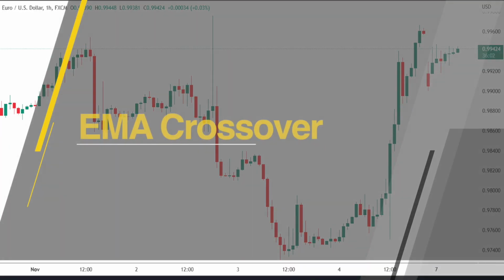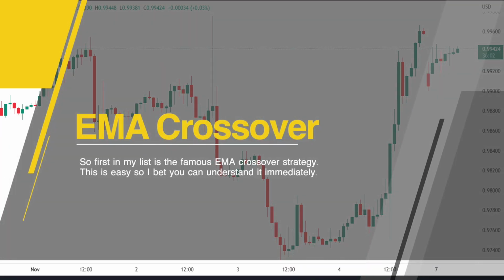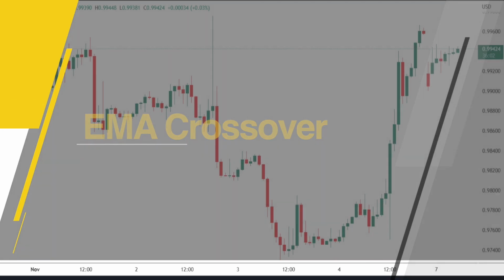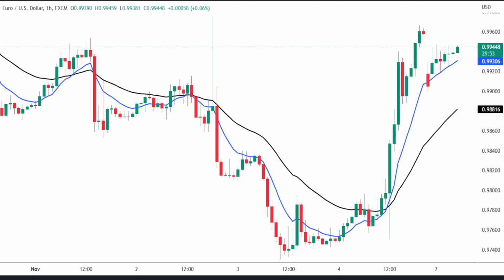So first in my list is the famous moving average crossover strategy. This is easy, so I bet you can understand it immediately. Let's go to the chart. I will use this strategy in 1 hour time frame. Then let's apply the 10 moving average and the 30 moving average.